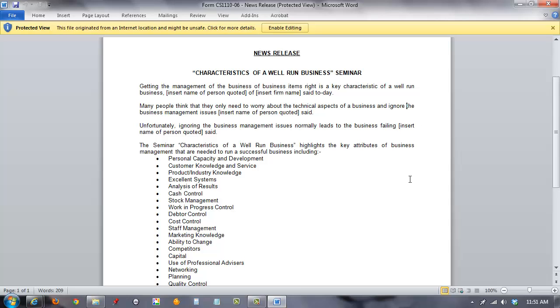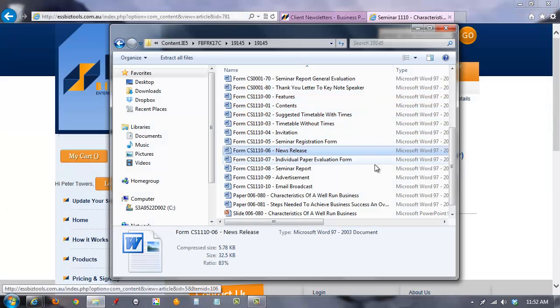And our experience with the media is they're very interested in anything that's targeted at small business operators, because there's thousands of small business operators out there and they want to include things in their media publications or radio or TV productions that might be of interest to a lot of their readers or viewers or listeners, whatever they may be. So the news release may be of assistance to you.